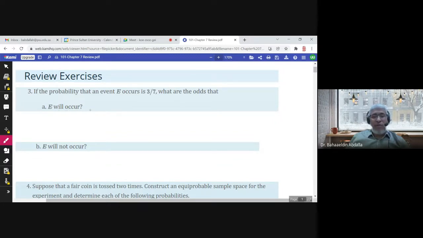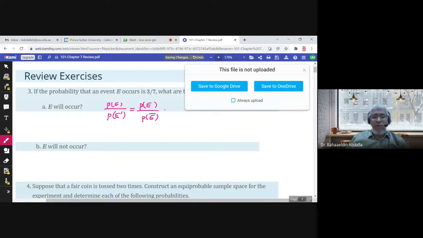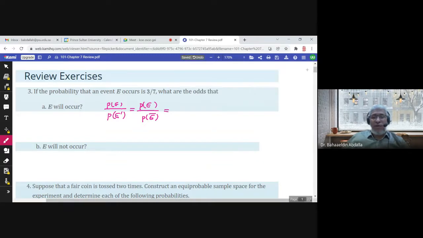The odds in favor of E is given by probability of E over probability of E complement. And we write E complement like this or also like this. Okay, this is another way to write probability of E complement. So probability of E is 3 over 7 and probability of E complement is 1 minus 3 over 7. So 3 over 7 over 4 over 7, that's 3 over 4.